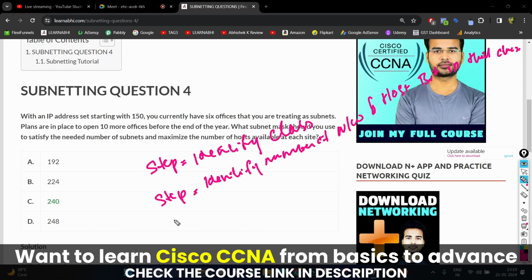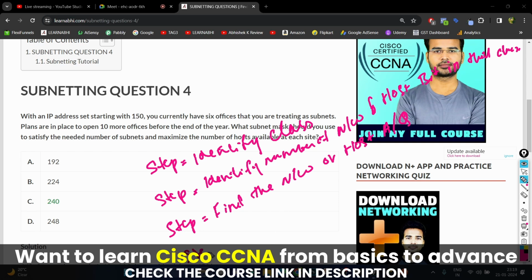Okay, step number 3, find the network or host according to the question. Just see in the question what you can find, whether you can find the number of networks or the number of hosts. If you find the number of networks or hosts, you will identify how many bits are reserved for the network and how many bits are reserved for the host, right?